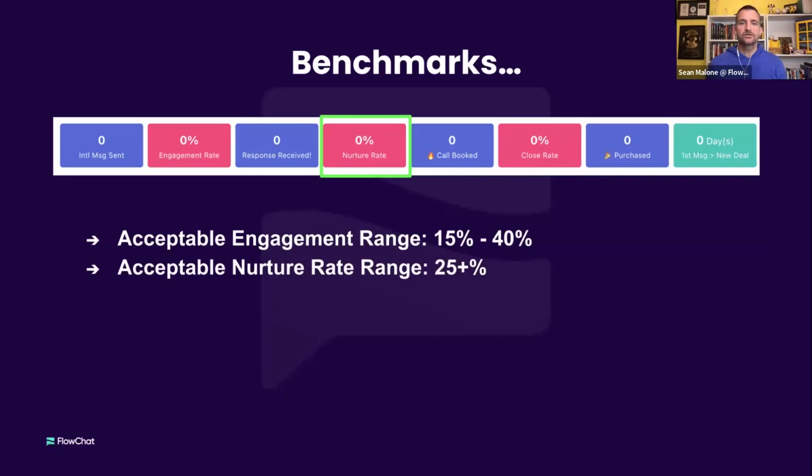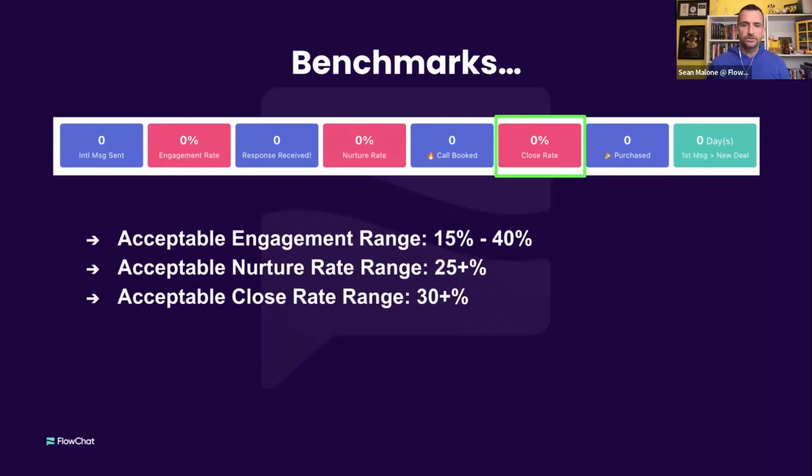Next one is the nurture range. What we're looking for here in a nurture range is 25% or more will be a solid amount of nurture to call bookings. And then your close rate.